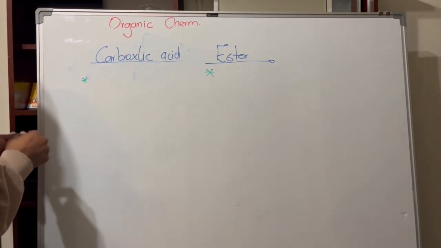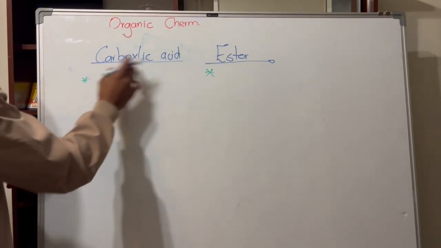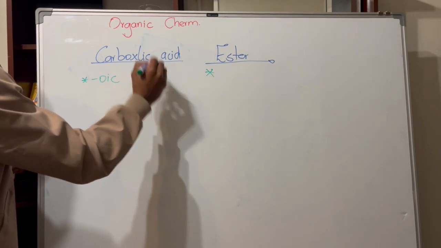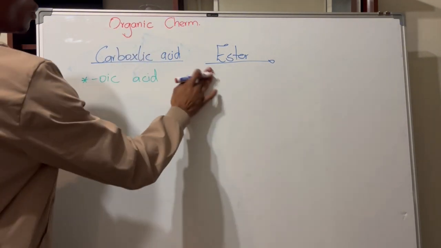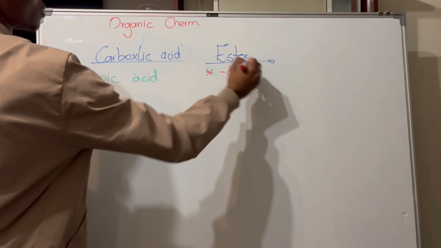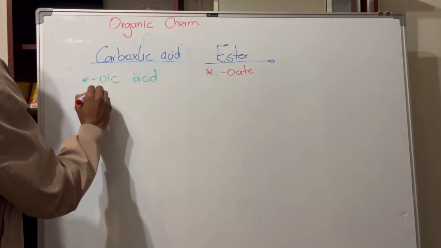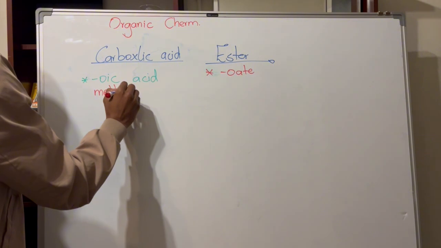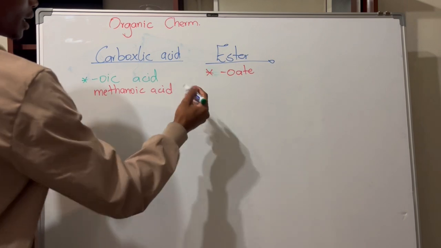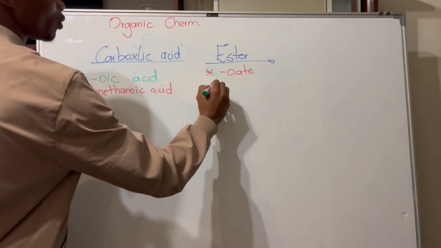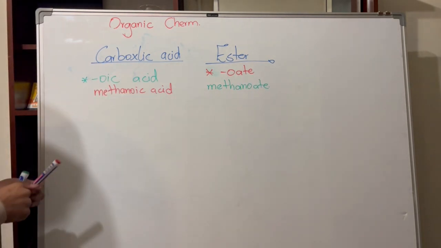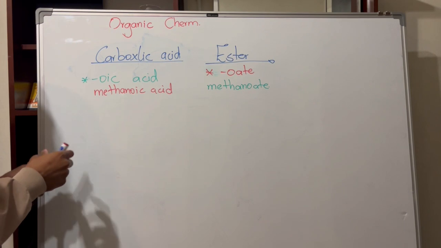So the first thing that you need to know, if for instance you are given a name, this one will end with oic acid, right? This one will end with oate, while this one will end with OH. So an example here can be methanoic acid, while here you can have methanoate, right?